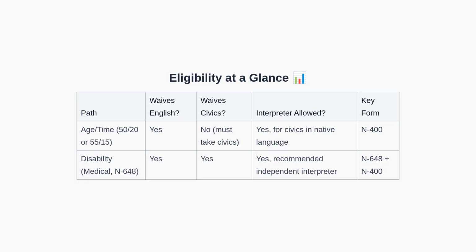This table summarizes the two primary paths. The age and time rule waives English but not Civics, though the Civics exam may be taken in the applicant's native language with an interpreter. The disability rule can waive both English and Civics when supported by a properly completed Form N-648. In both scenarios, interpreters are allowed where needed, but using an independent interpreter is safest for disability-based cases.